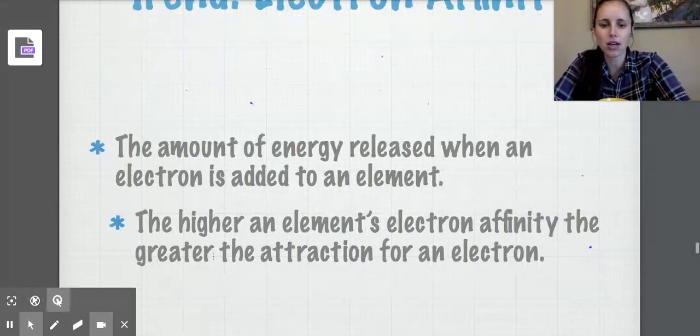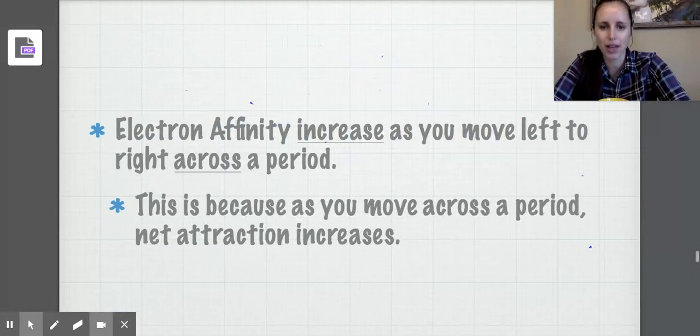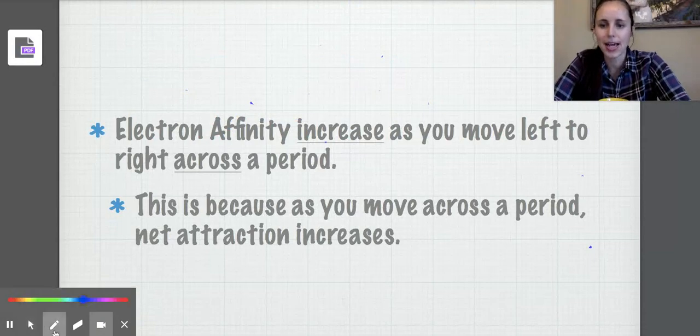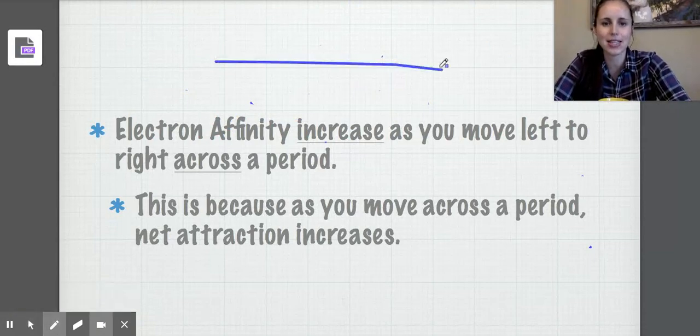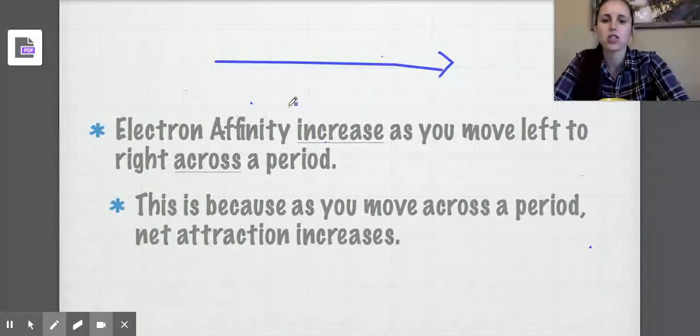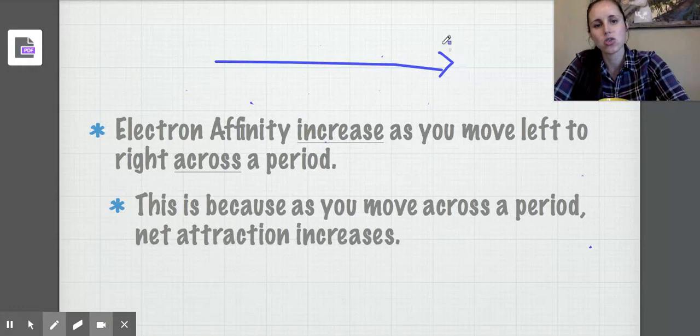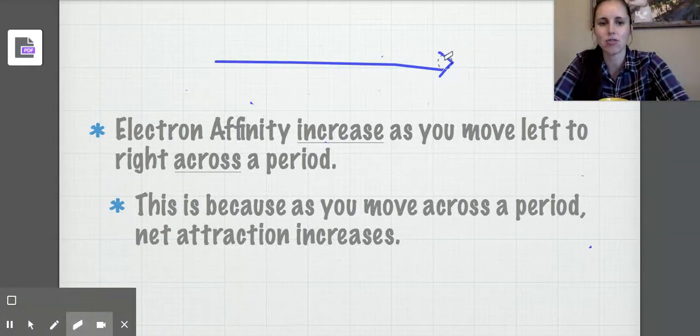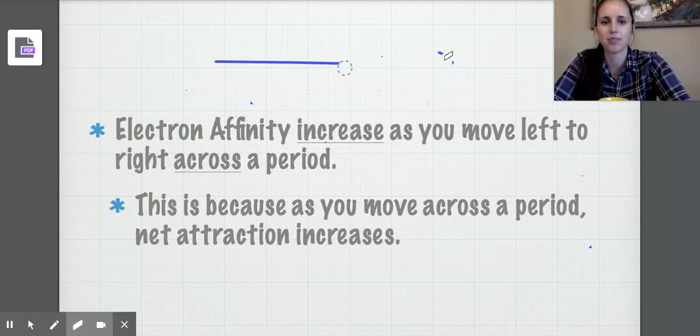So let's take a look at what happens with this trend left to right. As you would expect, it's got the exact same trend as ionization energy. When I go down here on the right-hand side, I've got a greater attraction for electrons. Since I've got a greater attraction for electrons, I've got a greater electron affinity due to net nuclear attraction. So electron affinity increases as you move from left to right. So I'm going to see my highest electron affinity on my right-hand side.